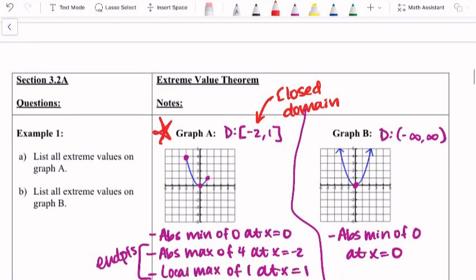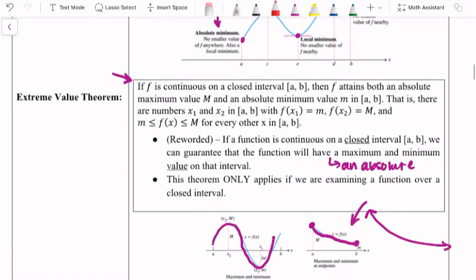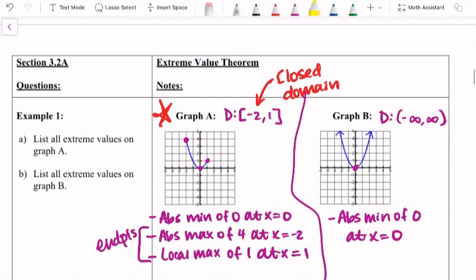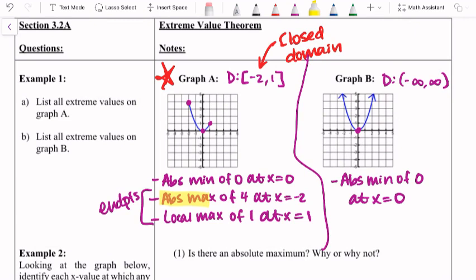So I'm going to go back over to that last page. I don't think I did a very good job really emphasizing this, but we have to be on a closed interval for the extreme value theorem to occur. When we have a closed interval, we are guaranteed to have an absolute maximum and an absolute minimum. If we don't have a closed domain, like we see in graph B, we might have an absolute minimum, but we are not guaranteed to have an absolute maximum.